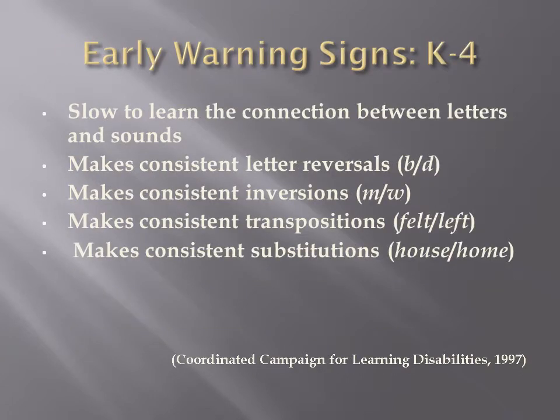If you are working with students in kindergarten through 4th grade, you may see a student struggling to learn the connection between letters and sounds. A student may have a consistent reading and spelling error, such as reversals, where they get the B and the D mixed up. You may see inversions, where the student sees a W as an M. Other troubles in reading are transpositions, where the reader mixes the letters around to make a word they know. Another is substitutions, where they substitute a word with the same meaning for the word they are reading.